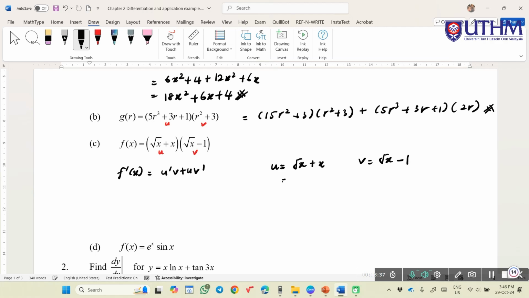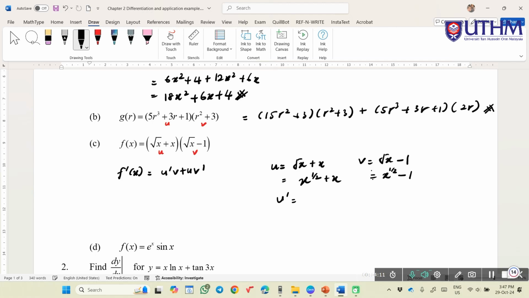You need to know the derivative of the square root. If you already know it, you can directly differentiate. However, if you are confused with the power, we rewrite this as x to the power of 1 over 2 plus x, and v also x to the power of 1 over 2, so we don't need the bracket here, minus 1.